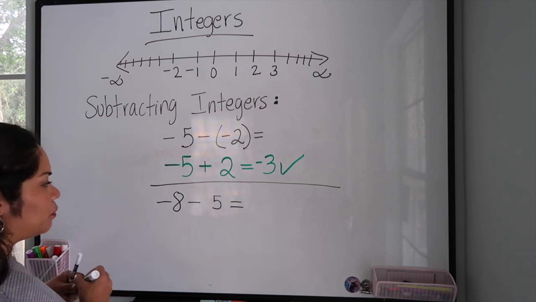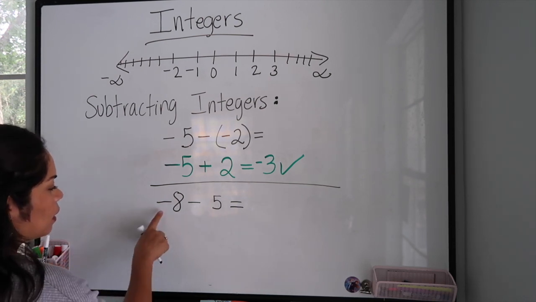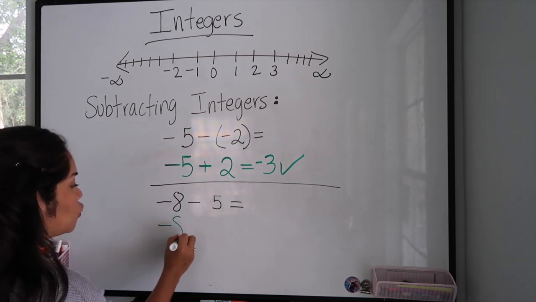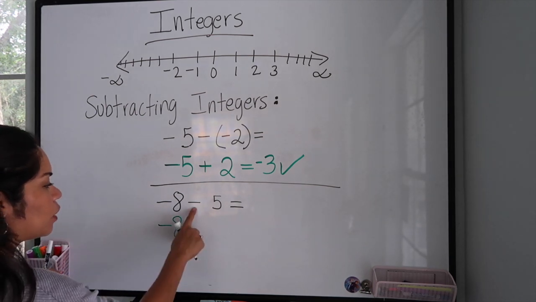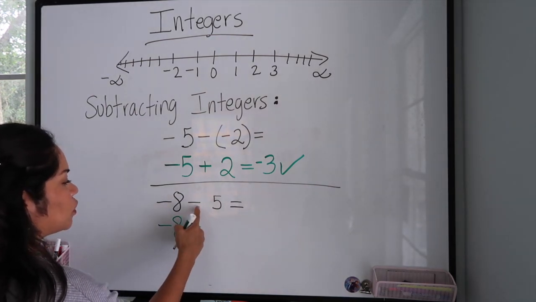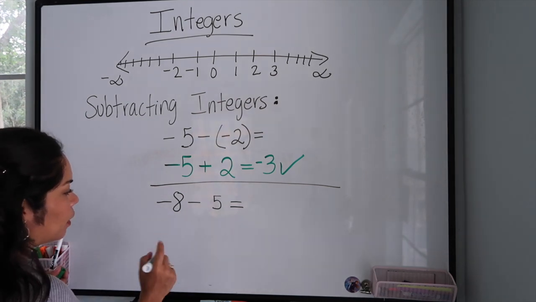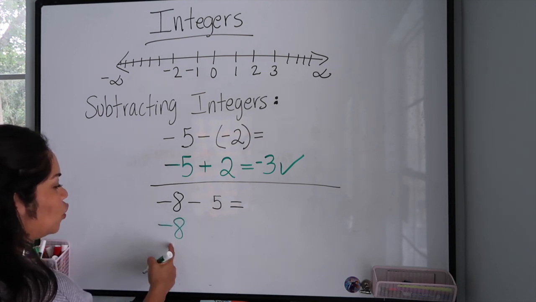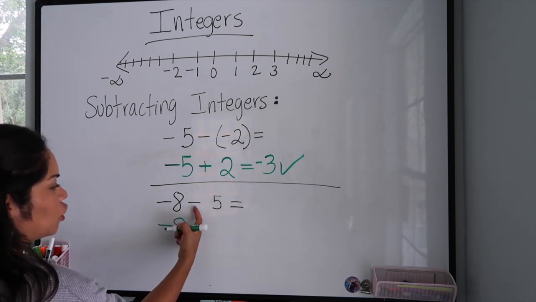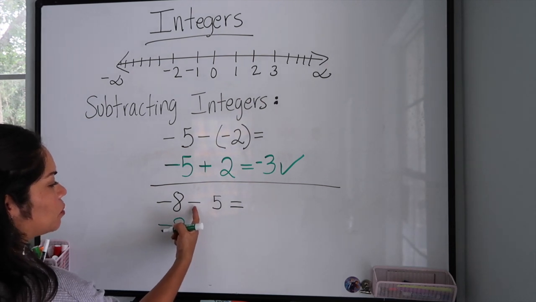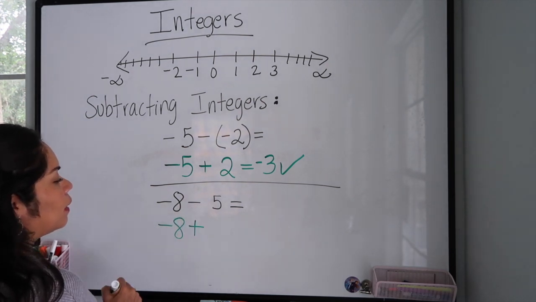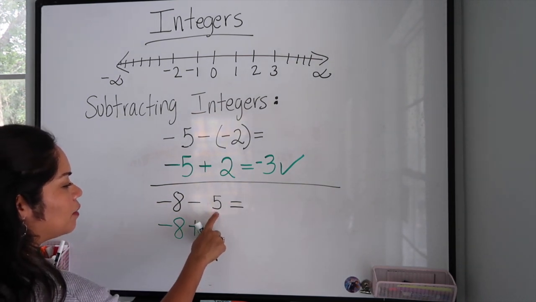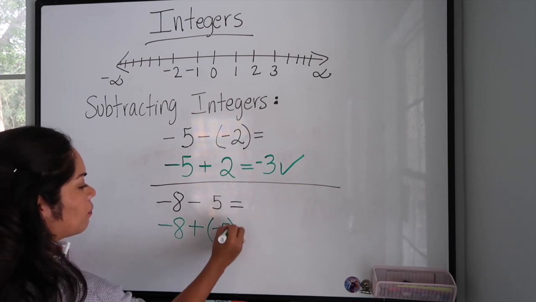Well, apply the steps. The first step said keep the first number the same, change your sign from subtracting to adding. Step 1, keep the first number the same. We're not gonna do anything to the first number. Change your sign from subtracting to adding, okay? And find the opposite of the second number. Opposite of 5 will be -5.